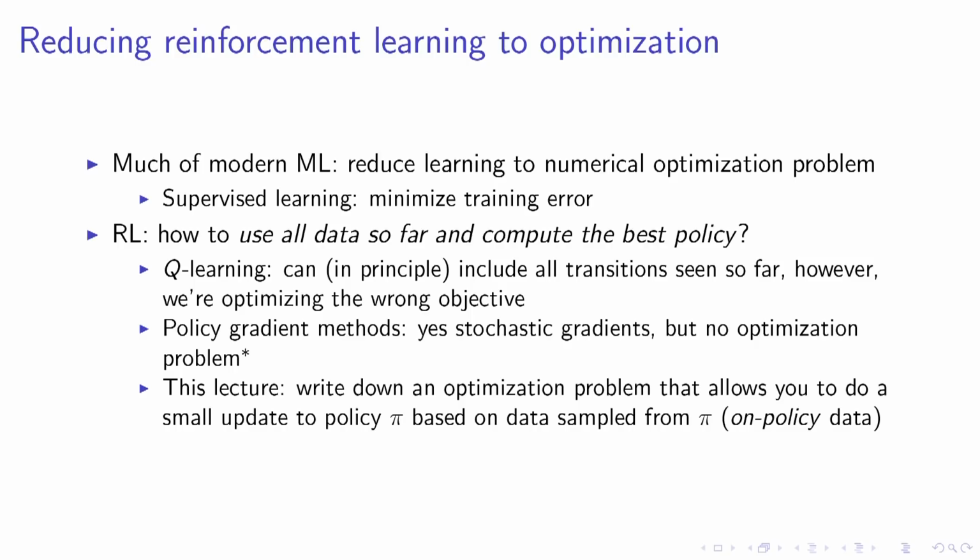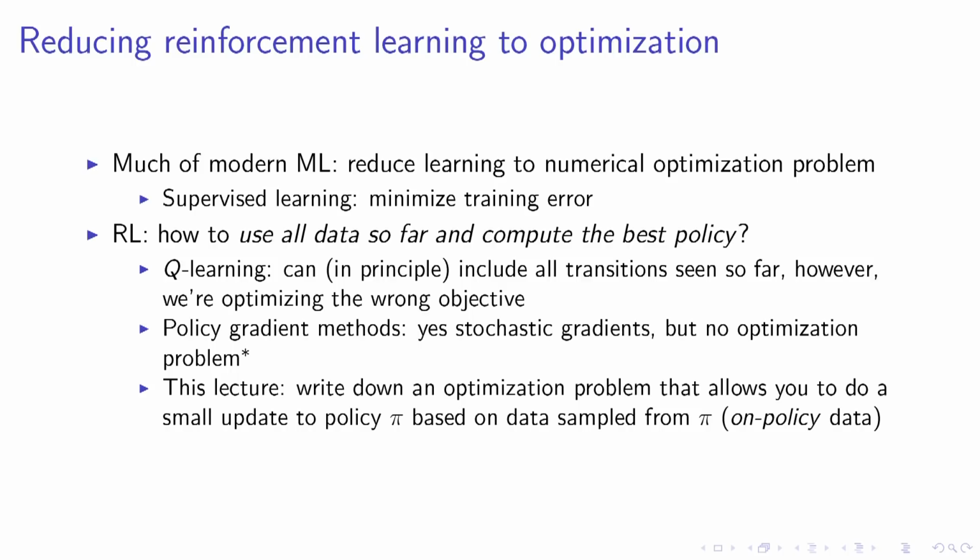So in RL, the situation is not as clear-cut. We'd like to write down some kind of optimization problem we can solve, which uses all available data that we've seen so far and computes the best policy from that, but it's not clear how to do that. What optimization problem should we write down?